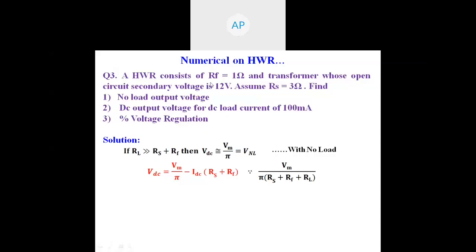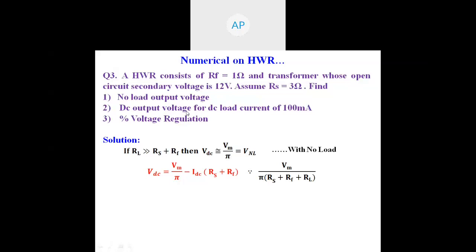Can you find the Vm here? Yes, the RF is given. Transformer secondary voltage is provided. Open circuit voltage is given. So you have Vm as 12 volts here. So you have Vm divided by pi, which is the no load voltage.